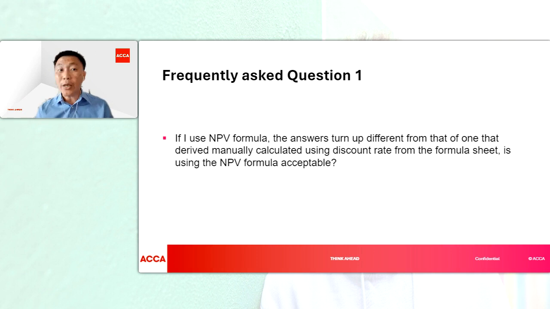What do you think? The answer is absolutely acceptable. As long as the approach that you were using to derive the NPV is the correct one and clearly indicating to the marketing team the approach you're using. With a slight rounding error, that is perfectly fine.